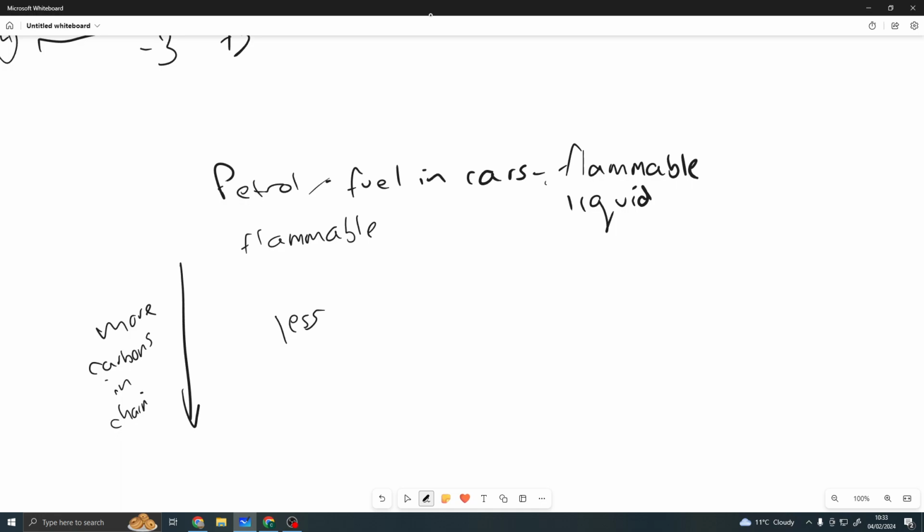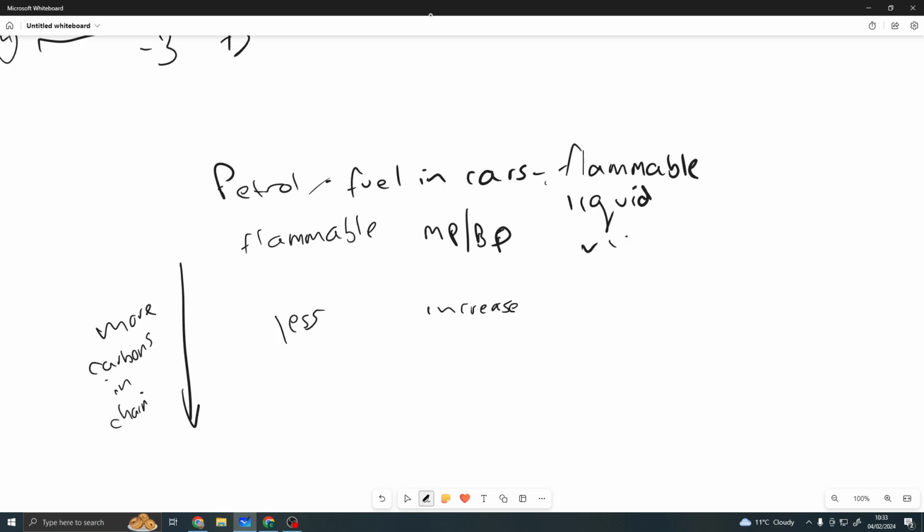Now, we've also got melting and boiling point. Okay. Now, the one at the top, methane, is a gas. The one at the bottom, bitumen, is a slurry liquid. So therefore, these increase. As you go down, they get higher.